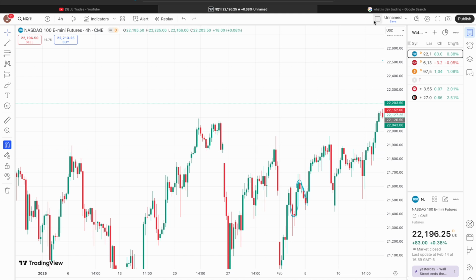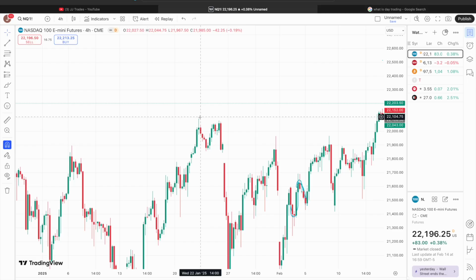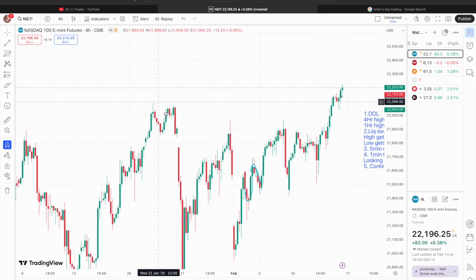Day trading, just by a simple Google definition, is a trading strategy where an investor buys and sells securities within the same trading day. In doing so, you're aiming to profit from small price fluctuations by entering and exiting the trade within the current day.